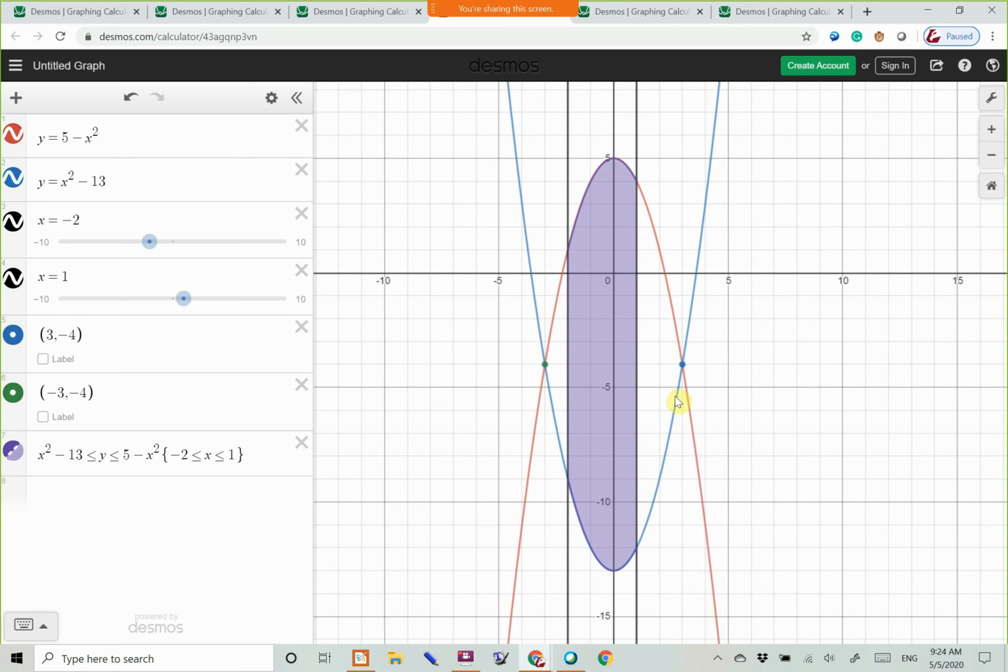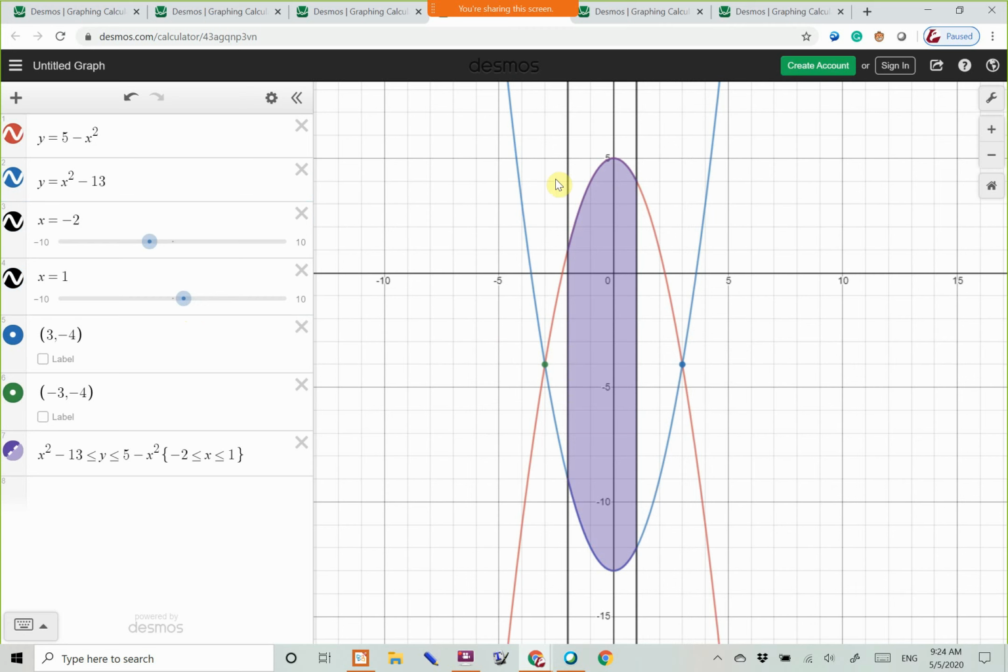This red parabola and this blue parabola intersect each other at (3, -4) and (-3, -4). So we have to be a little careful. I'm going to move this for a moment, but if this x value were over here, there are some things we have to be careful of.